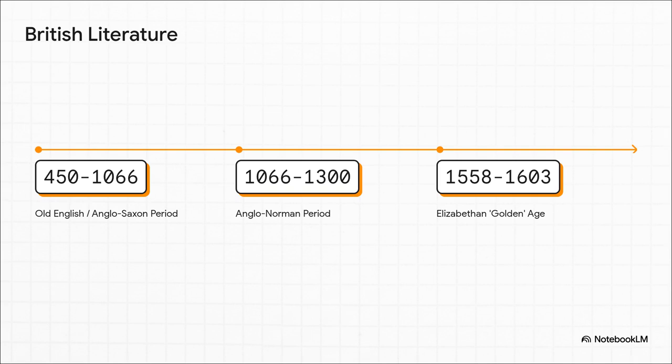Fast forward a bit to 1558 to 1603, and we hit the absolute jackpot. The Elizabethan Age. This is the golden age of British literature, and you better believe it's heavily tested because it gave us absolute giants like Christopher Marlowe and, of course, William Shakespeare. You really need to have these dates and the major cultural shifts they represent locked in.